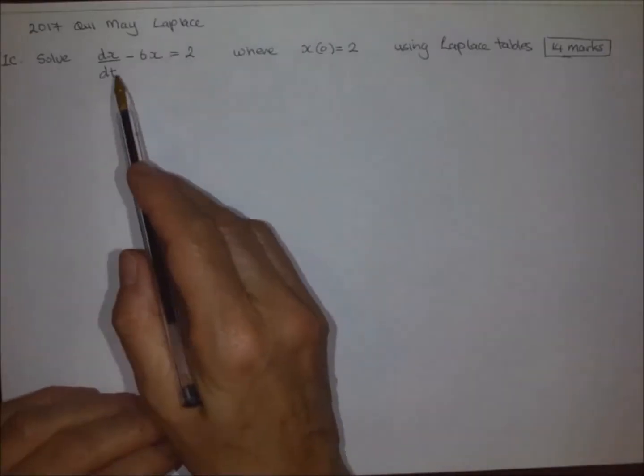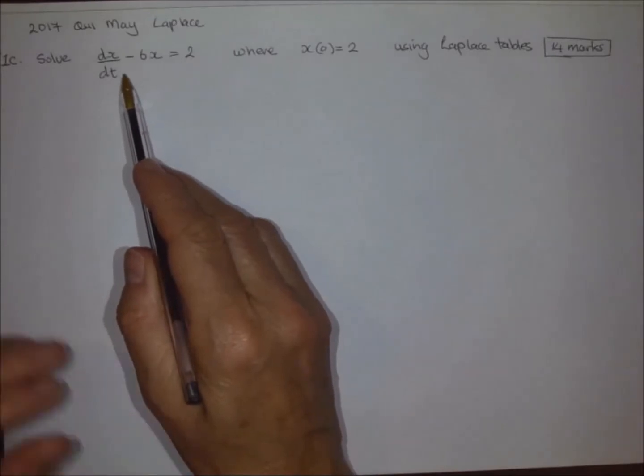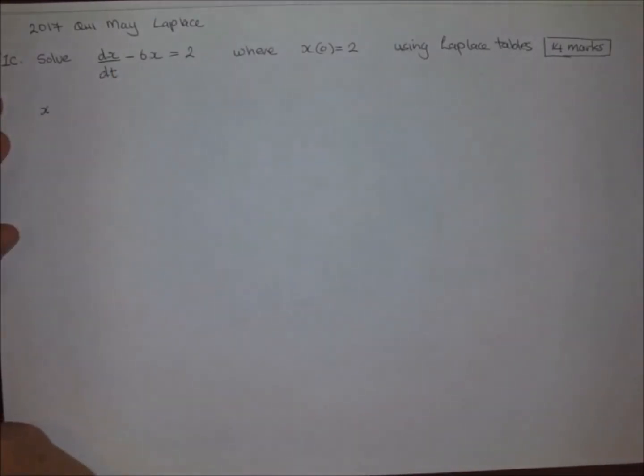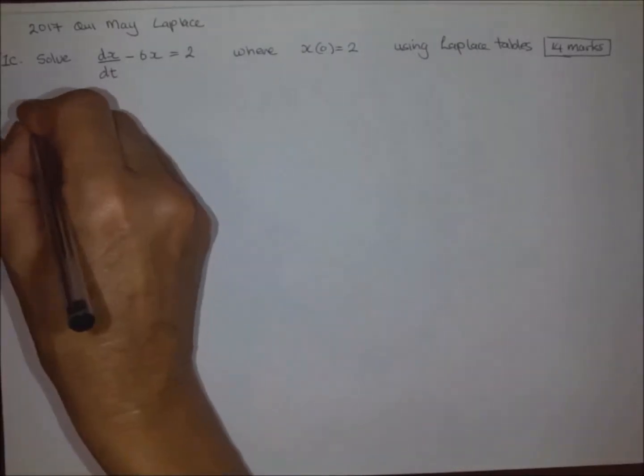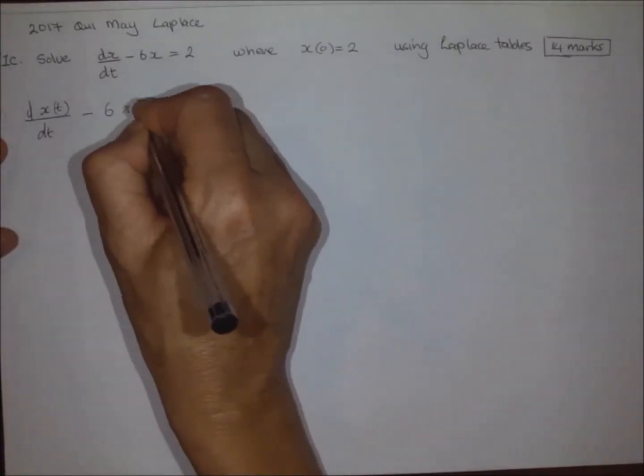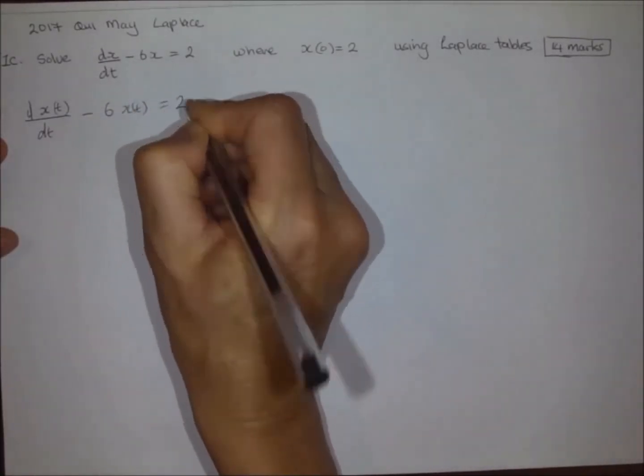You have to solve this first order differential equation. A couple of things I'd like to say. First of all, that x is actually a function of t, so it can be written as x of t. This could be written as d on dt of x of t minus 6x of t equals 2.